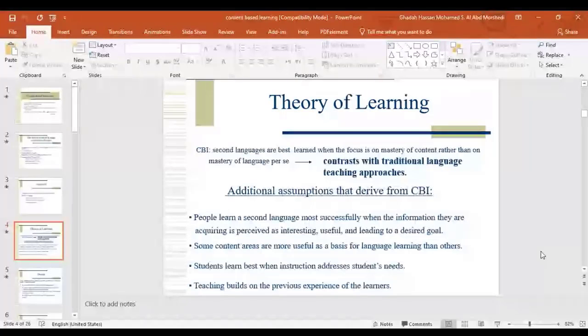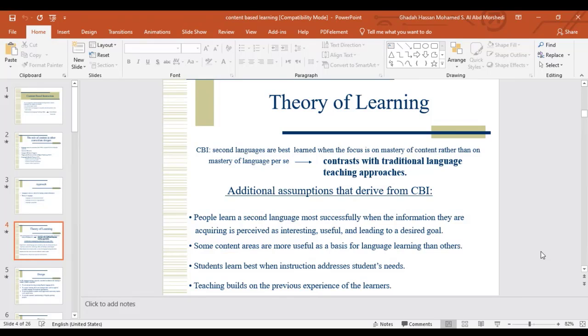So based on the assumption for this approach, the focus will be on the content, not only the language. So when a teacher teaches, they will teach the content. They will focus on the language, but the focus is more on the content. So the mastery will be on the content rather than just the language. And that is different than the traditional language teaching approaches. The focus previously was what? To focus on the language, especially, let's say, the grammar translation method.